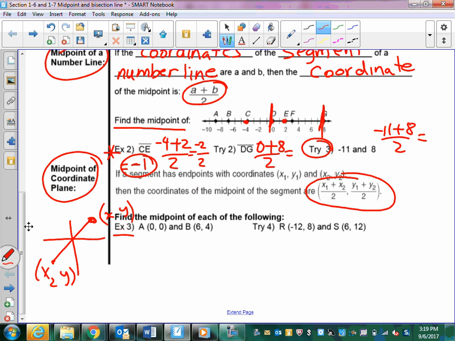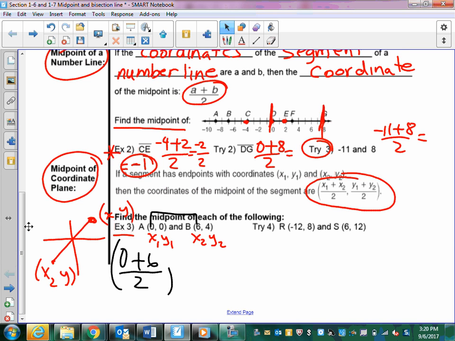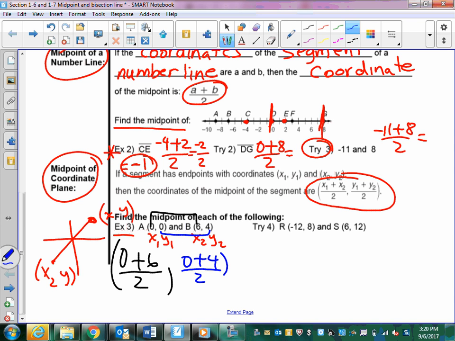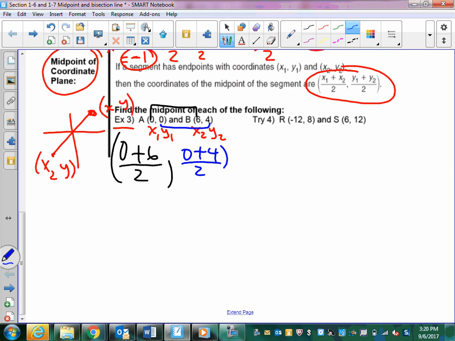So when I want to find the midpoint, I'm going to label this as x1, y1, x2, y2. The common mistake a lot of my students make is they add 0 plus 2 divided by 2 as one of the x, and 6 plus 4 divided by 2. No, you have to add the x's. So in this case, 0 plus 6 divided by 2 is my x coordinate. My y coordinate is going to be 0 plus 4 divided by 2. Okay, that's what you have to do. So just be careful on that one.